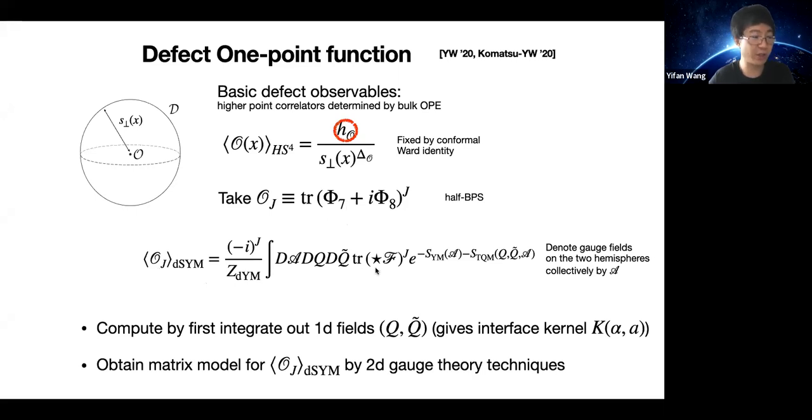This is from the general dictionary, where local operator insertions in the super Yang-Mills theory get replaced by field strength insertions in the 2D Yang-Mills theory. And the strategy to compute this observable from the 2D Yang-Mills perspective is just to first integrate out Q and Q tilde. This gives rise to some gluing condition. It essentially modifies the measure for this 2D path integral. And by some standard 2D gauge theory techniques, because this 2D Yang-Mills theory is quasi-topological, thanks to that simplicity, you can reduce this right-hand side to some matrix model expression.